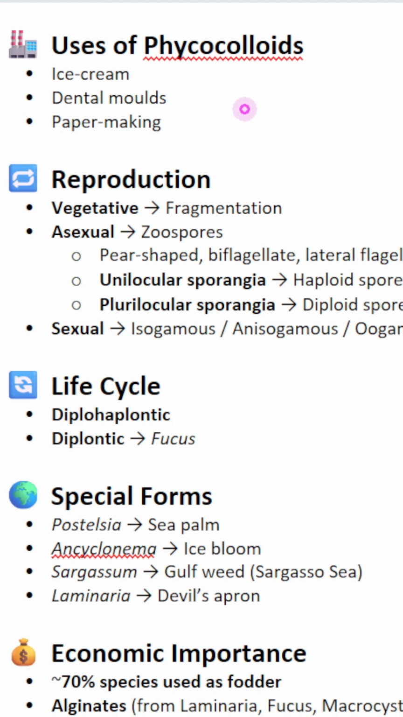What are the uses of phycocolloids? Normally these phycocolloids are used in daily life, for making ice creams, for dental molds, and for paper making, and other compounds are also made. But these are the most vital uses of phycocolloids in our daily life.